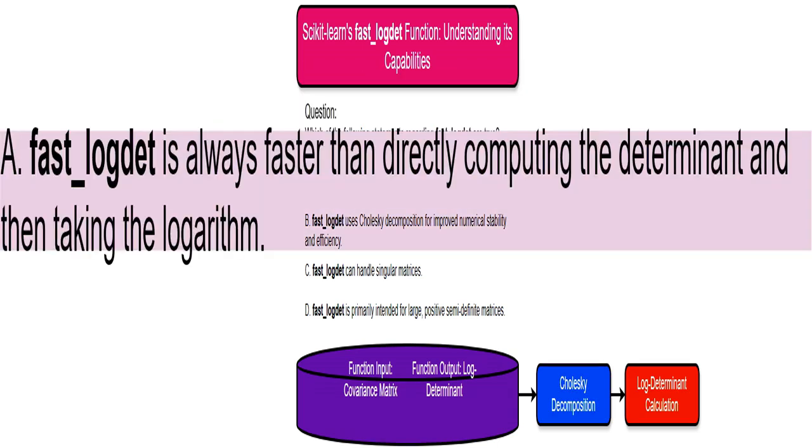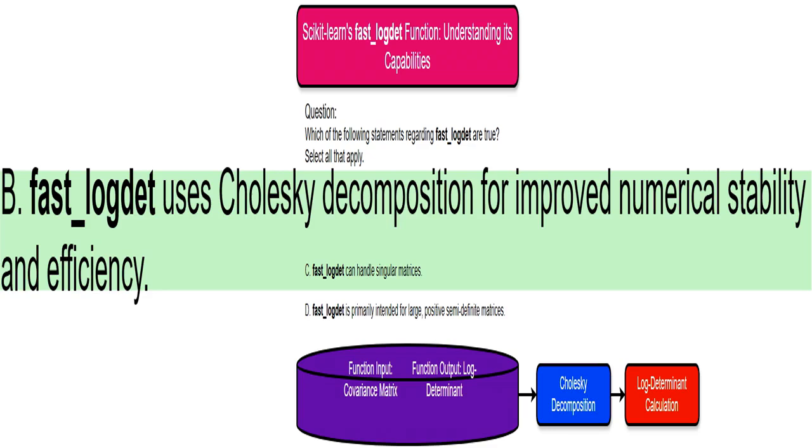This statement claims that fast_logdet is always faster. We need to consider if this is universally true, or whether there might be exceptions. This statement suggests fast_logdet uses a specific mathematical technique called Cholesky decomposition. We should check if this is correct and if it contributes to the function's speed and reliability.